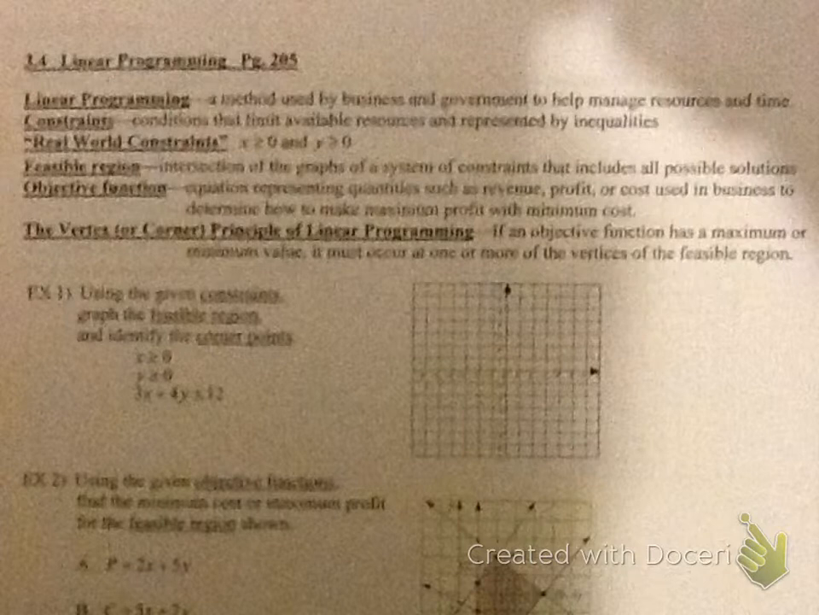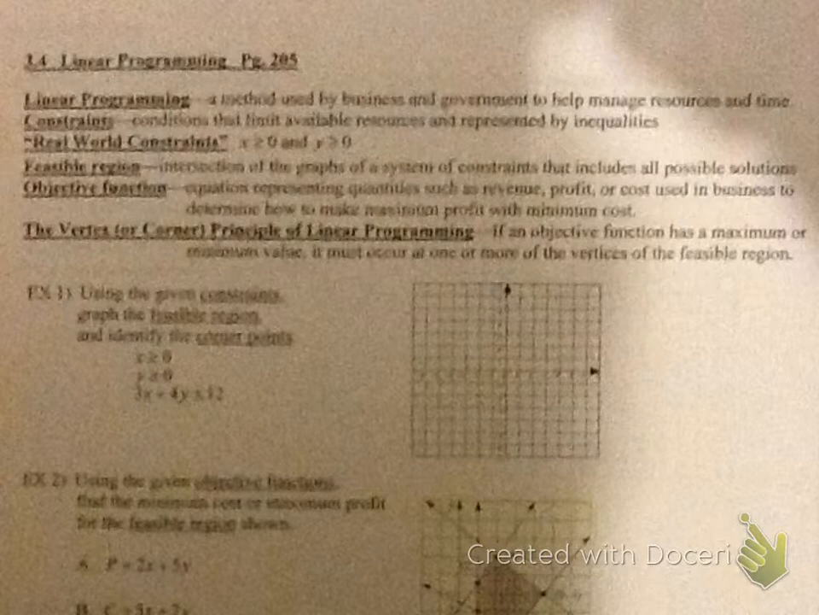It should be found on page 205 in your book. These are some of the vocabulary terms that you're seeing right there. Linear programming is a method used by business and government to help manage resources and time. We use constraints with linear programming. These are conditions that limit the available resources and are represented by inequalities, because not every business can just say, I'm going to make a ton of these products and be able to make tons of money like that. There's always something that restrains them from being able to always make a bunch, and also available resources, and also what prices they can charge to make money.